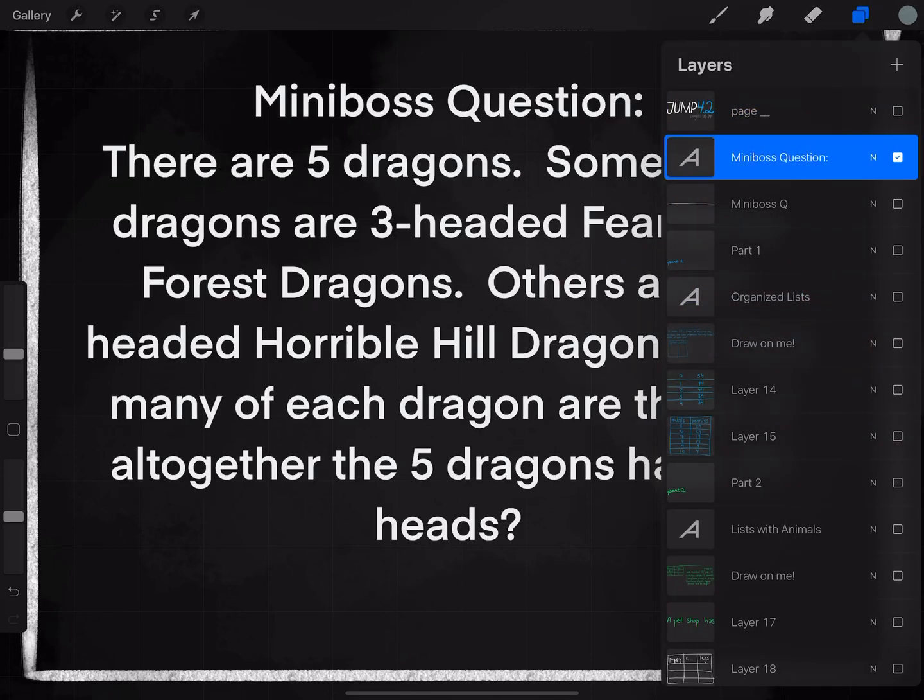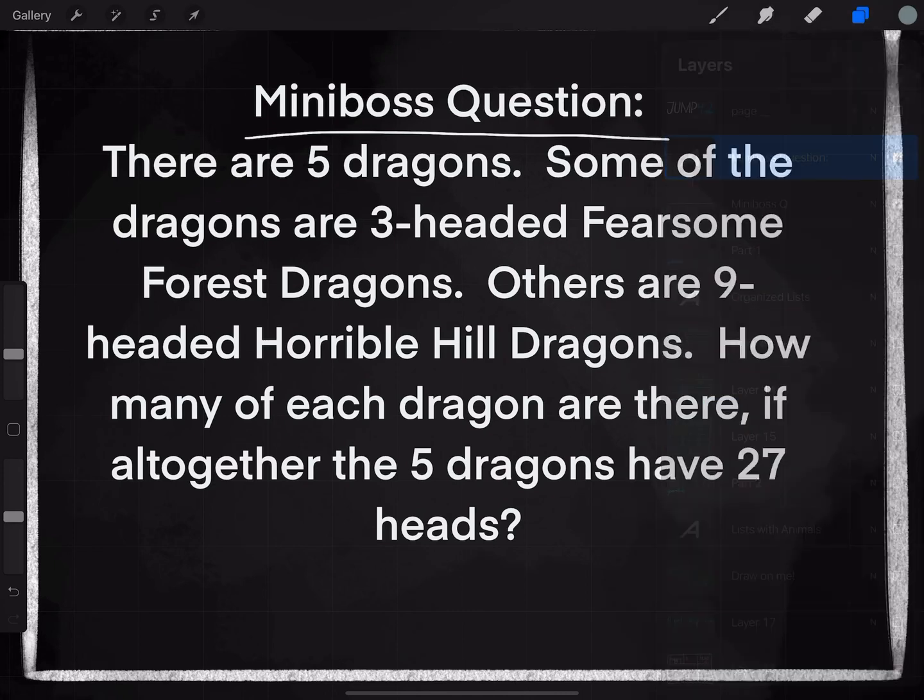Alright, so here's our Miniboss question. There are 5 dragons. Some of the dragons are 3-headed, fearsome forest dragons. Others are 9-headed, horrible hill dragons. How many of each dragon are there, if altogether the 5 dragons have 27 heads? So feel free to give that a try. It will probably be a lot easier after you do your jump pages.